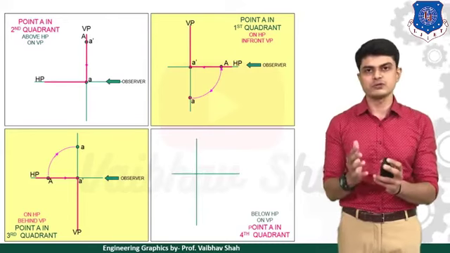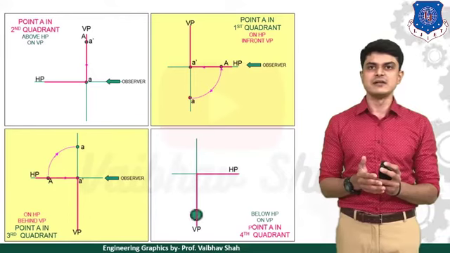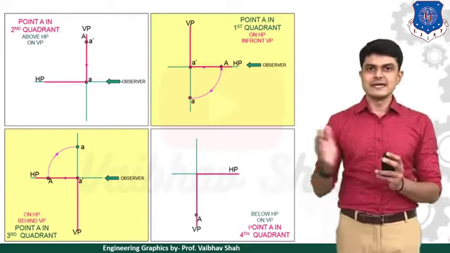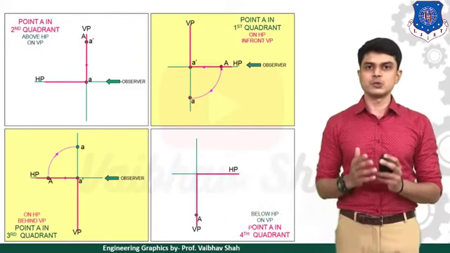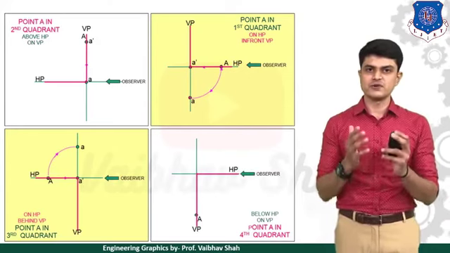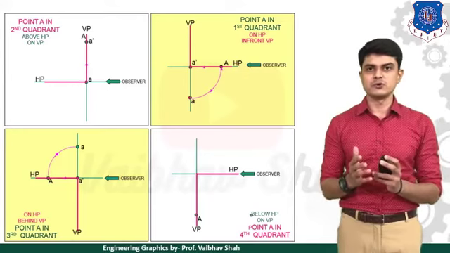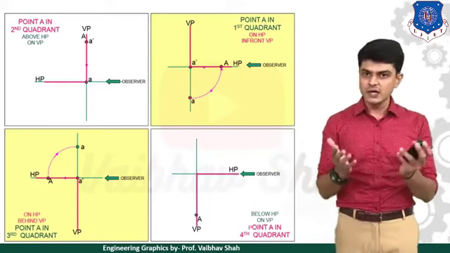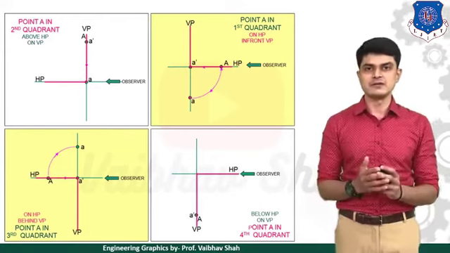Whenever the point is in the fourth quadrant, in this case it is below HP and on VP itself. So what will happen? This is the location of your point, and as you can see, it is on VP itself, but below HP. Now let us take the two views once again. The front view from this direction. When we take the front view, you will have your view on VP itself. You will get the view on the same point because your point is already resting on what? VP. So that's why we have your A dash point on VP itself.